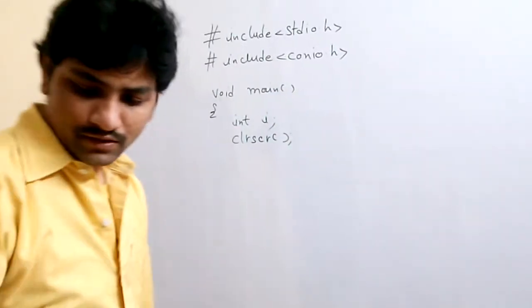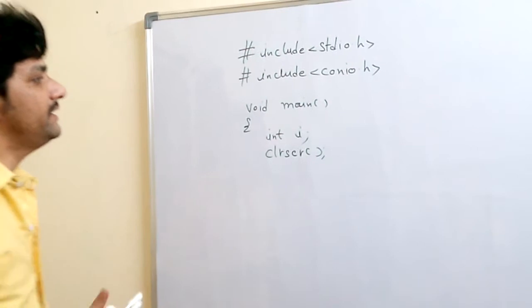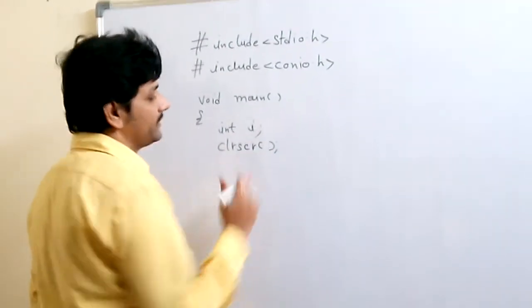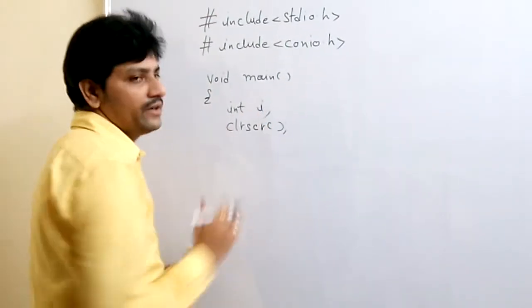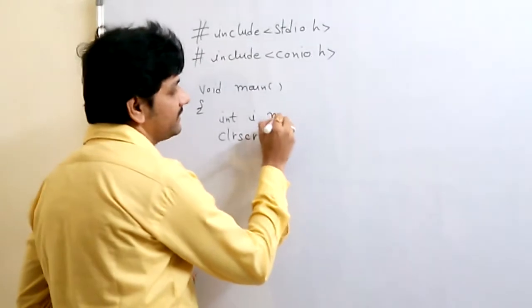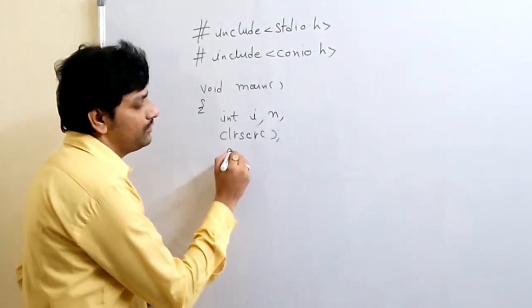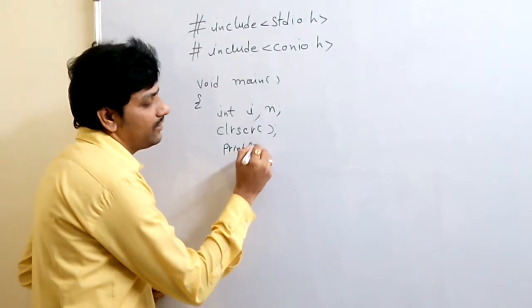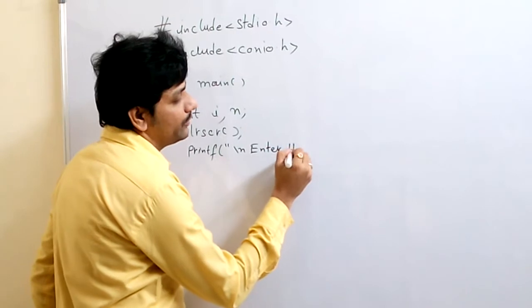Okay, so now see here, I need the number of times. For that particular purpose we are going to take another variable. The variable i is for iteration, n is for entering the number of elements. Now you are going to ask the end user to enter how many numbers, \n, enter how many times.